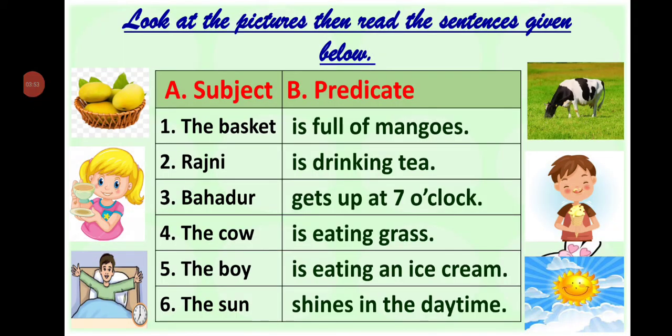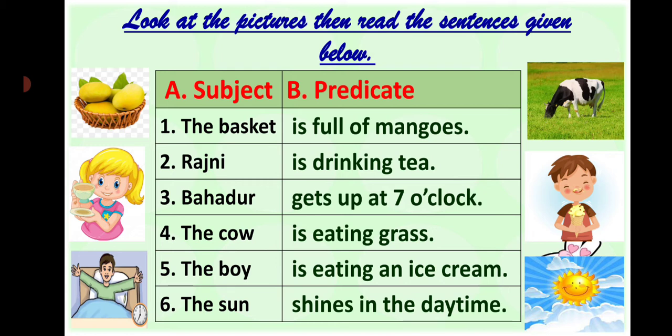Here, the subject is the person or thing spoken about, and the predicate is what is said about the subject. Here we see the basket. We are speaking about the basket, but what is said about the basket? It is said that the basket is full of mangoes.